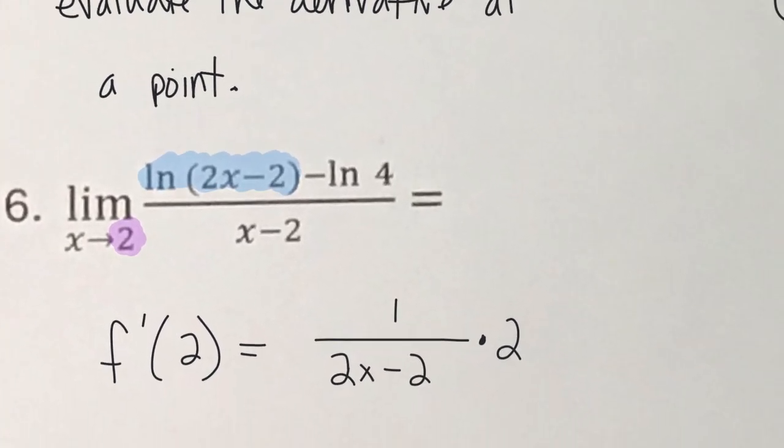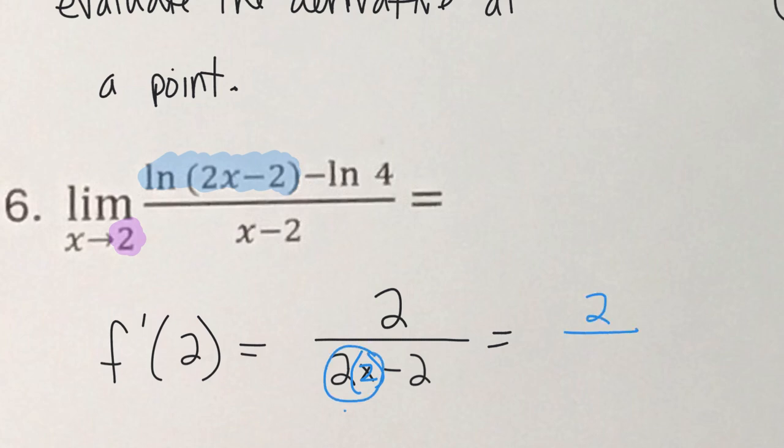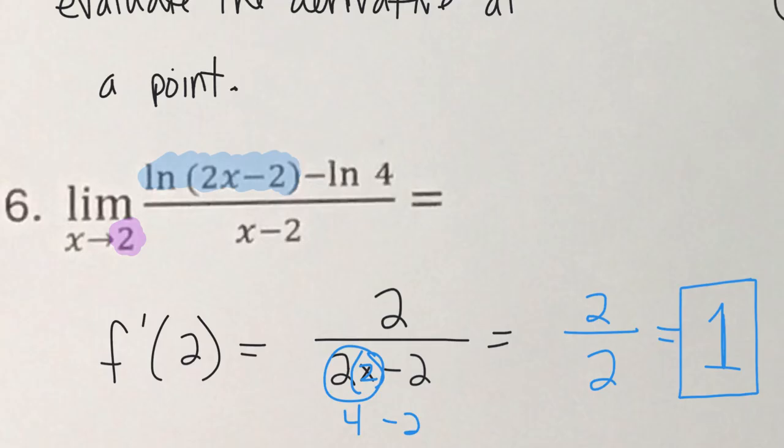Okay? So we're going to move this 2 to our numerator up here, and now plug in x of 2. So we're going to plug a 2 in down here. Okay, so we have 2 in our numerator. 2 times 2 is 4. 4 minus 2 is 2. So our answer is 1. 2 divided by 2 is 1.